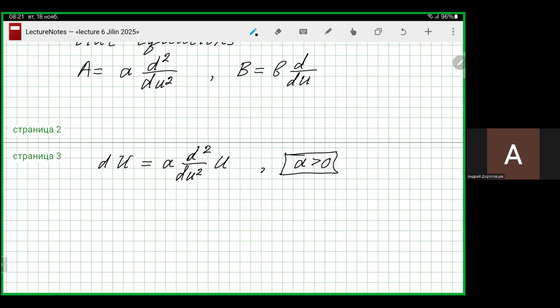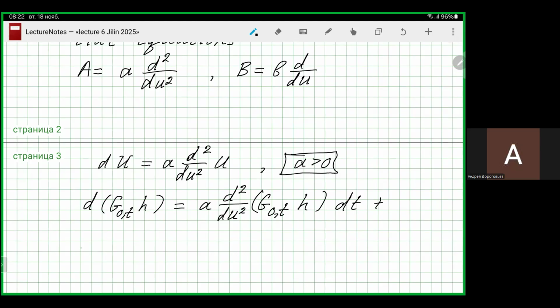We want to have a solution of the equation like dh equal to a d square h over dx square dt plus b dh over dx dw.